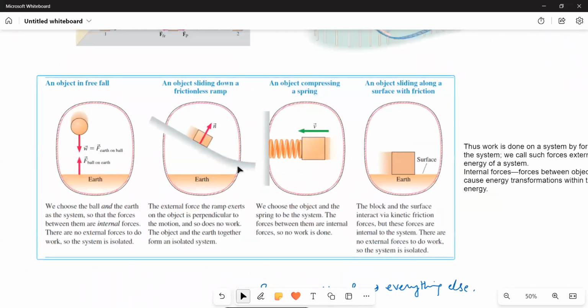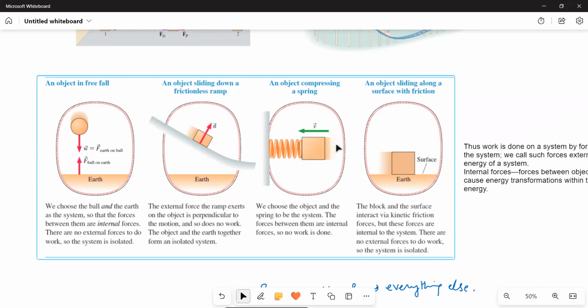Okay. Now here again, an object sliding down a frictionless ramp. So we are not considering the friction, it is frictionless. The earth, the object and the ramp are considered as one system. That is why all the forces are internal forces. So the work done by the internal forces is converted into energy, but the energy of the system remains constant. Therefore, the energy will not go out of the system, or come into the system, and the external forces are not doing any work on the system.